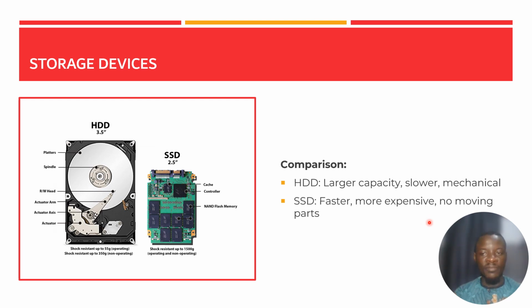So SSD has no moving parts and is faster, but typically more expensive. Modern computers use a combination of both for balance of performance and storage. But for you, if you're using a personal PC, I'll just say go for the SSD. But to balance, many companies and organizations use both of them. Mostly their operating system is installed on the SSD for faster processing, then their personal files they want to store can be saved on the HDD. So that's why they use both in combination.